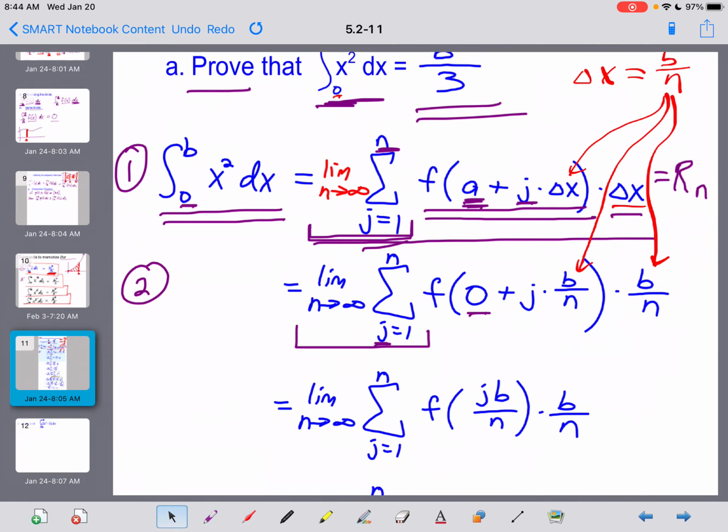Okay, so moving right along, let's see where we're at now. So that's line 2. What is happening now that's different in line 3? Again, the limit, the infinite sum right here, the limit as n approaches infinity of a summation from 1 to n, that stays the same. Now, in the parentheses, though, the 0 is something that we're adding so we can ignore it, and j times b over n just becomes jb over n. Everything else is the same.